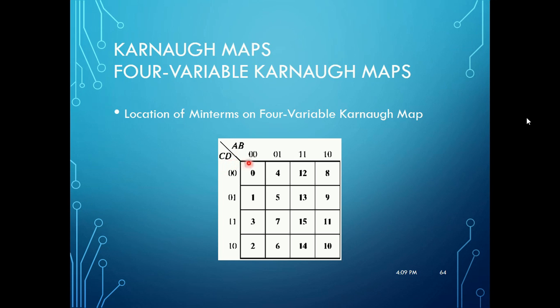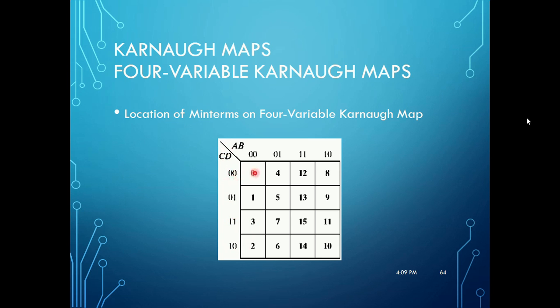Okay, and at the top you can see that you have mentioned the binary notations 0 0, 0 1, 1 1 and 1 0. So these are the values of variable AB. And here again, at the left side, you have written the binary values for CD. So that is 0 0, 0 1, 1 1 and 1 0.